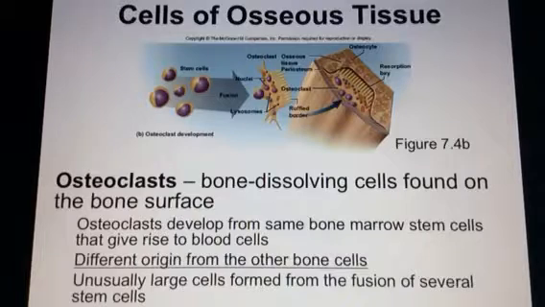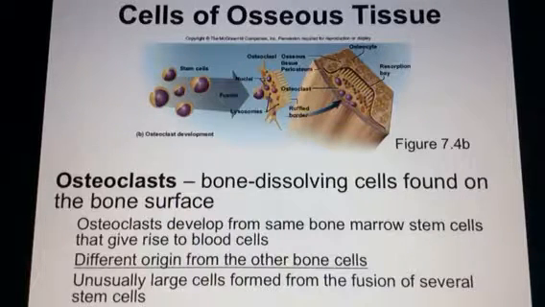Okay, osteoclasts are bone-dissolving cells. Now, I feel like this is hard because you want to think that osteoblasts are dissolving. Think about a blast breaking apart something. But this is opposite of what you would think. Osteoclasts are bone-dissolving cells found on the bone's surface. So they are breaking apart bone cells.